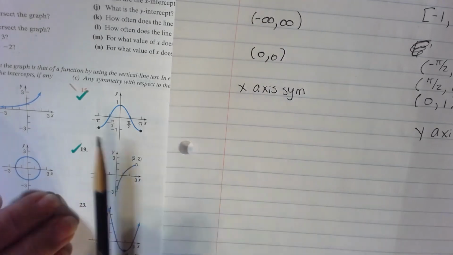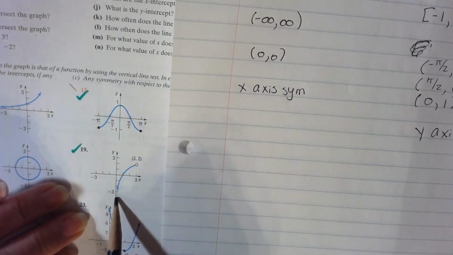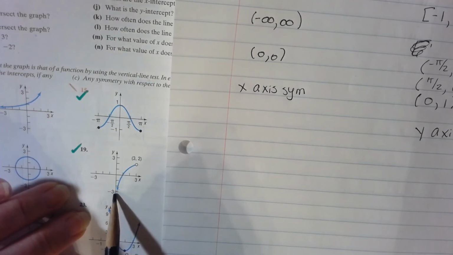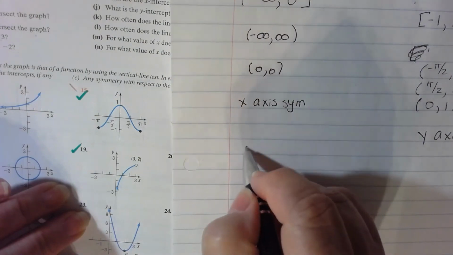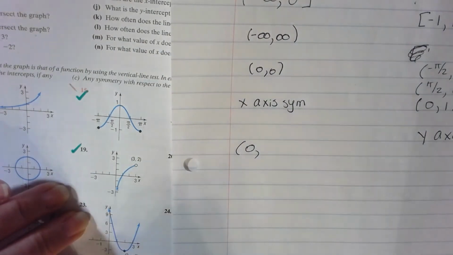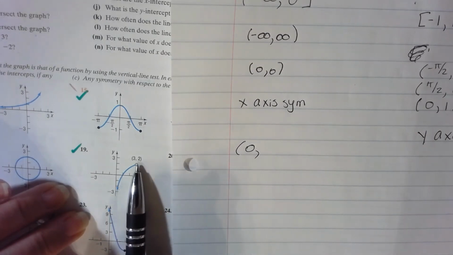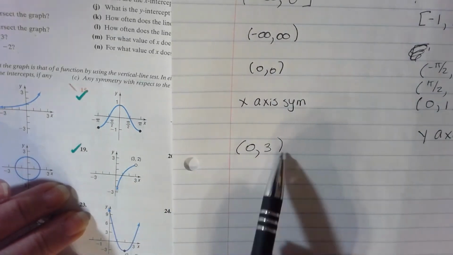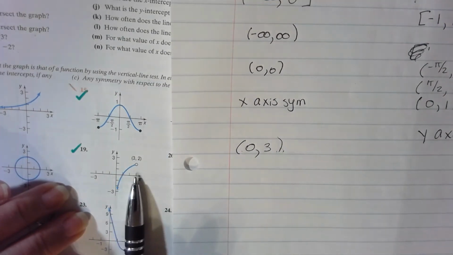So for the domain, since this one gets closer and closer, but never makes it to the y-axis, it never touches the y-axis, the domain starts at 0, but it has to use a parenthesis, because it never actually intersects that y-axis. And it goes up to 3, but you see that's an open circle. So we have to use a parenthesis there. So this domain goes from 0 to 3.